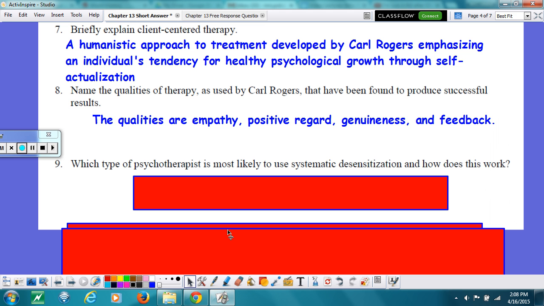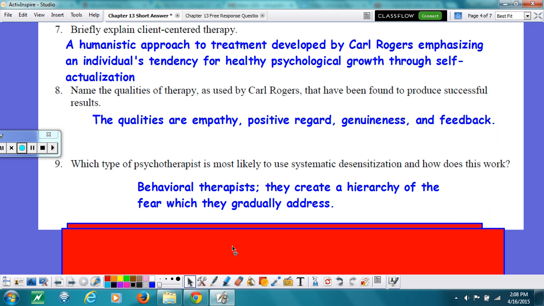Question number 9, which type of psychotherapist is most likely to use systematic desensitization, and how does it work? And normally it would be our behavioralists or therapists that are trained in this area. They create a hierarchy of fear. So whatever you fear the most is at the top with lesser items towards the bottom. And the idea is to gradually work your way up to address those big fears.